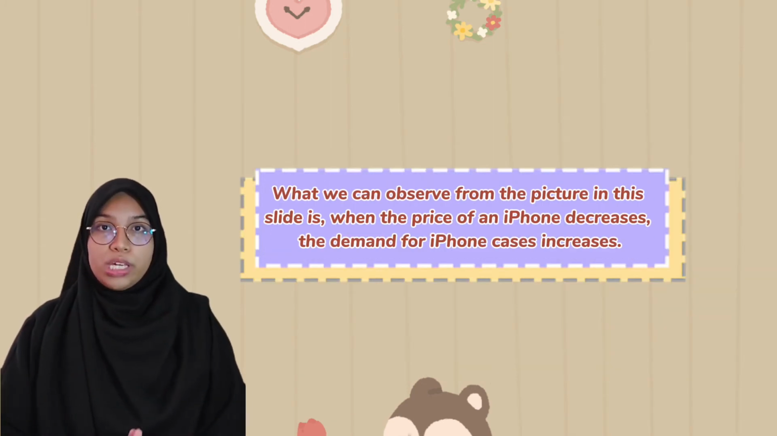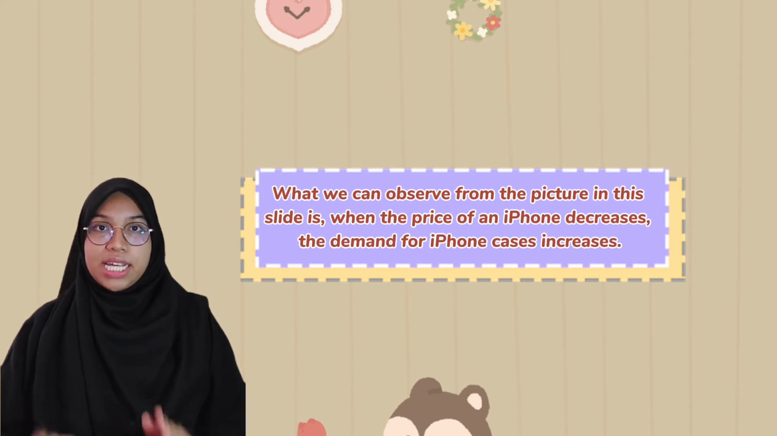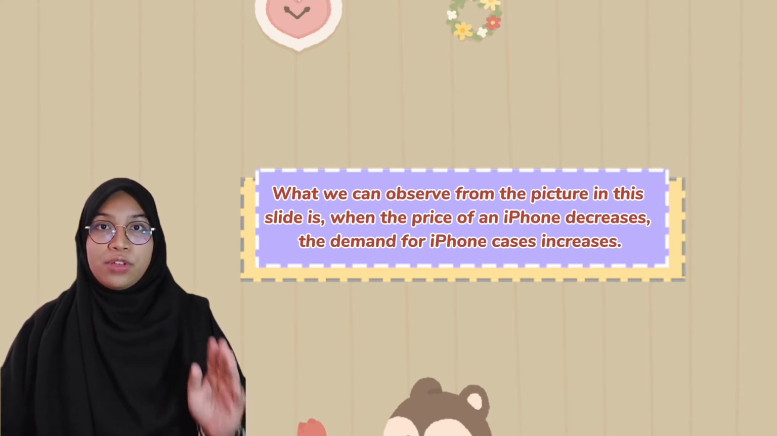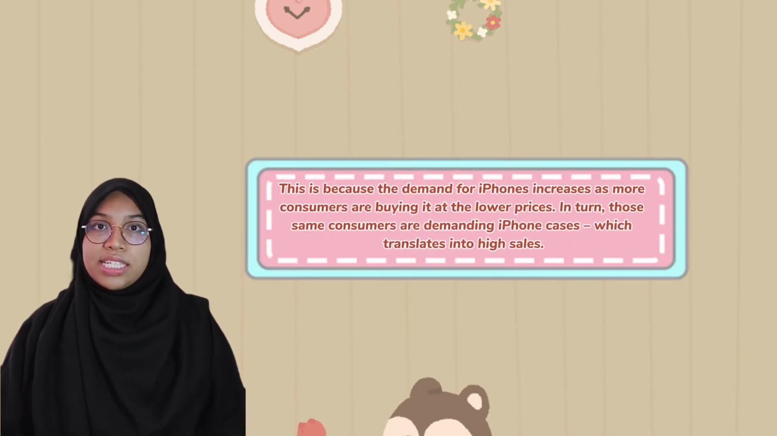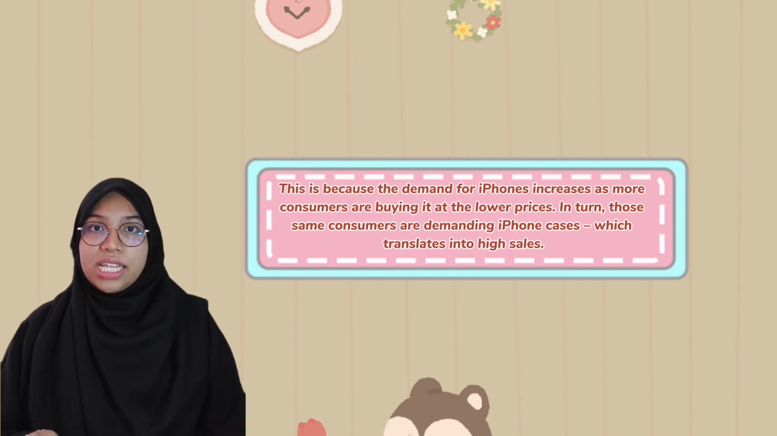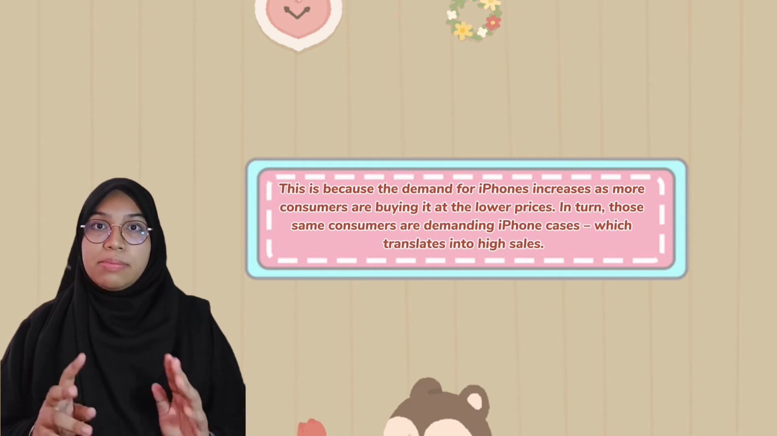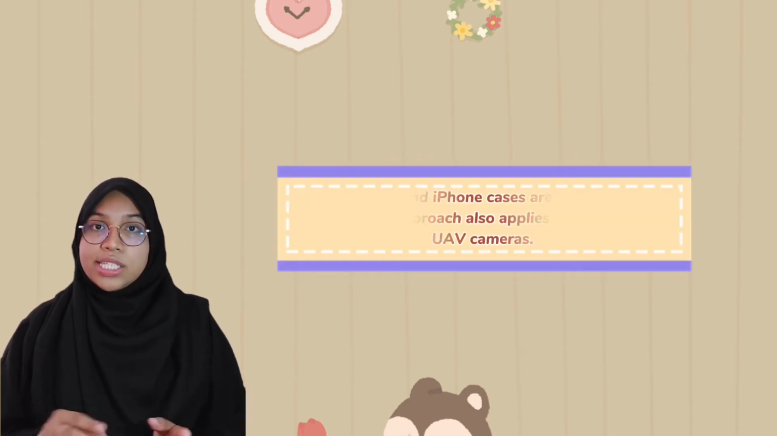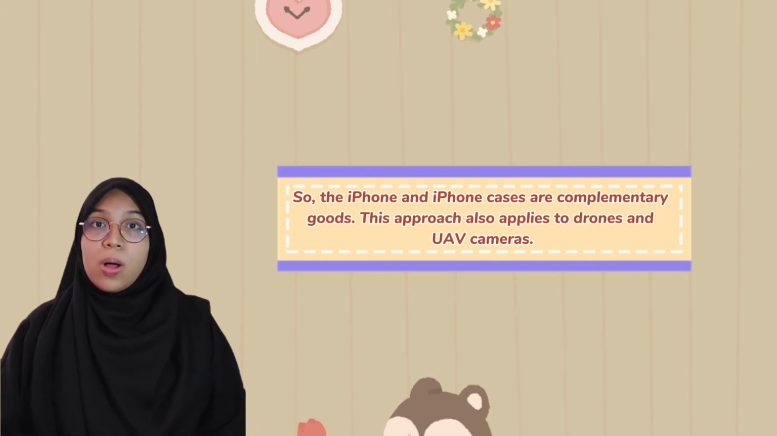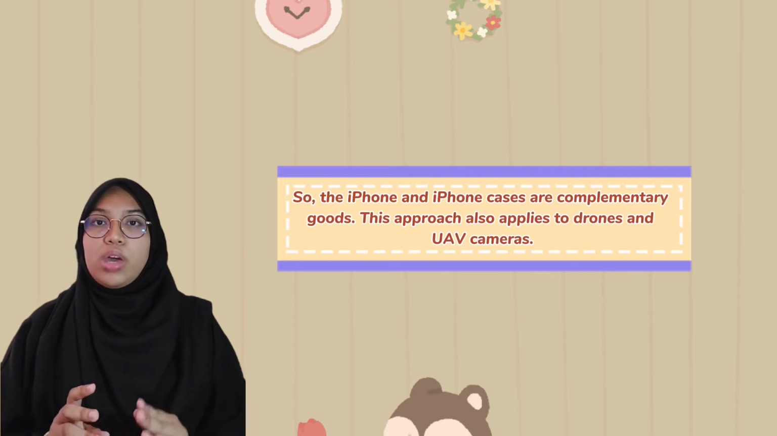So, what we can observe from the picture in this slide is when the price of an iPhone decreases, the demand for iPhone cases increases. This is because the demand for iPhones increased as more consumers are buying them at the lower price. In turn, those same consumers are demanding iPhone cases, which translates into high sales. So the iPhone and iPhone cases are complementary goods. This approach also applies to drones and UAV cameras.